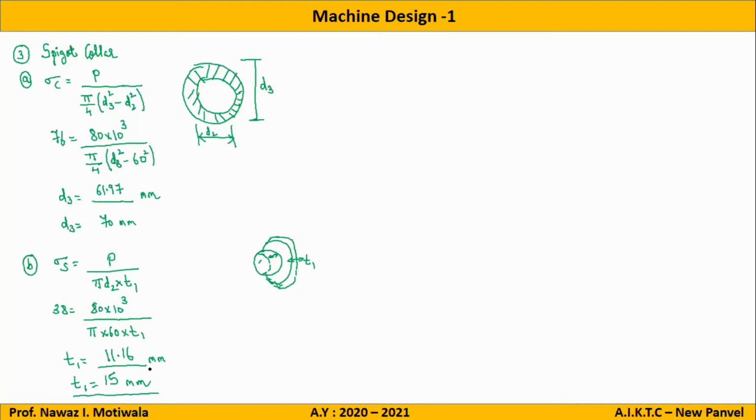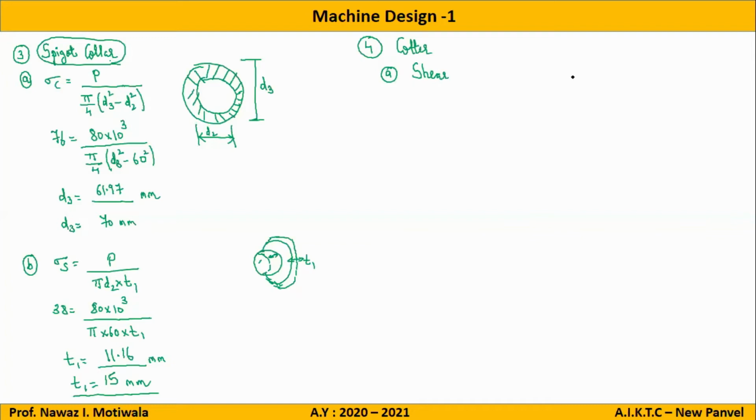Okay. So we have now also covered the third element, that was spigot collar. Now the fourth element, what we will consider? The cotter. Yes, the cotter. And in cotter, what we will consider first? Shearing. Yes, shearing. So cotter shear.